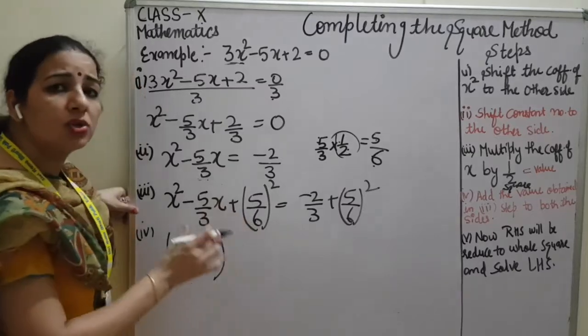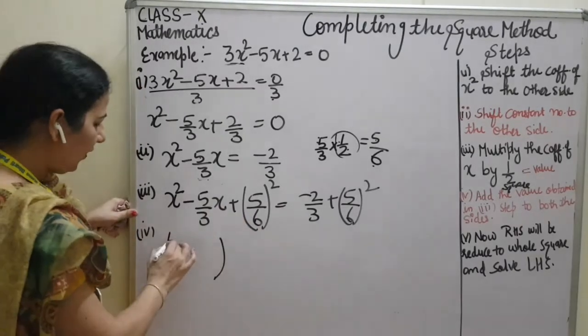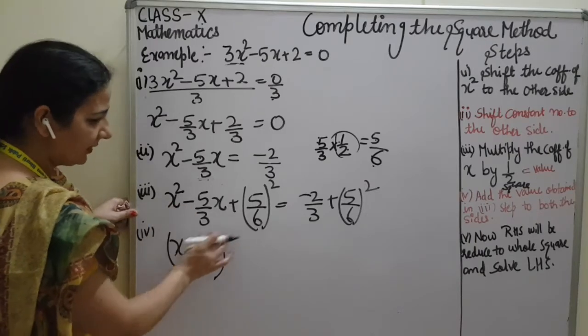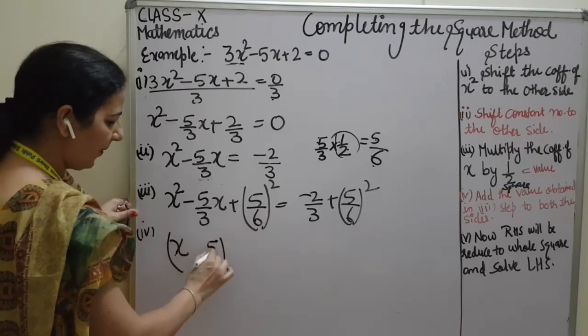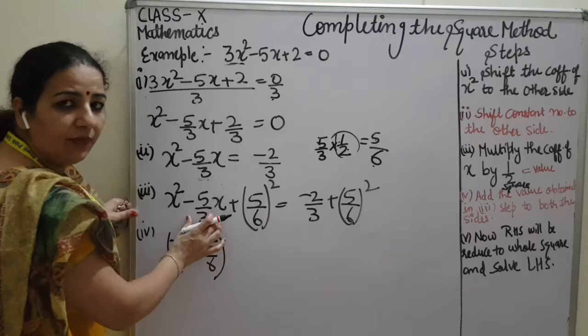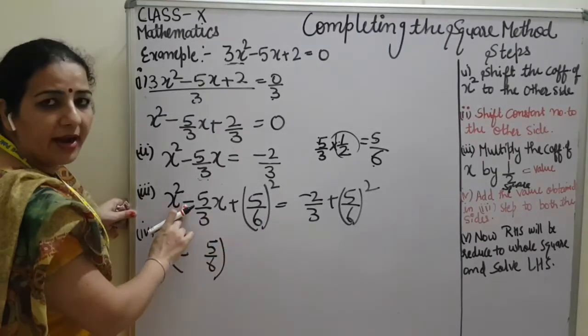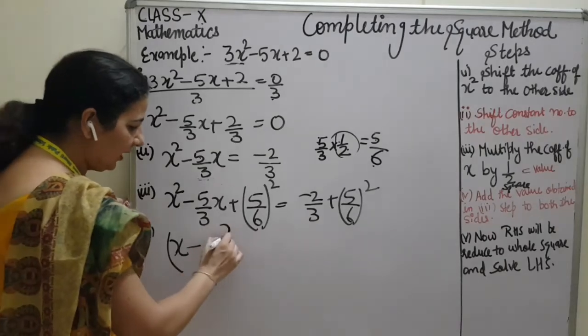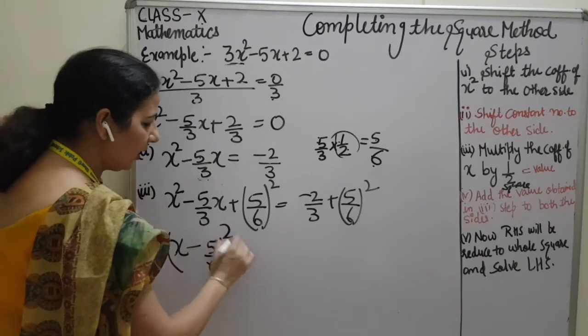We have knowingly made the whole square on this side. So we can write it as x, the first term is x, the second term is 5/3, and the middle term will tell us the sign, plus or minus. So it will be minus, and the whole square is equal to.